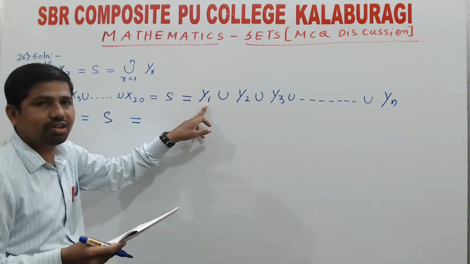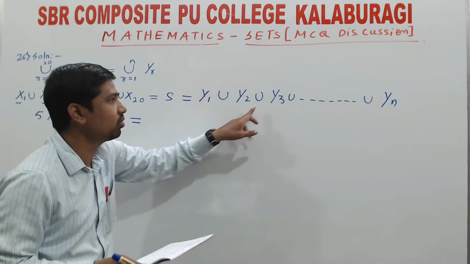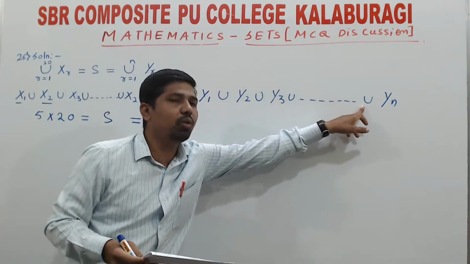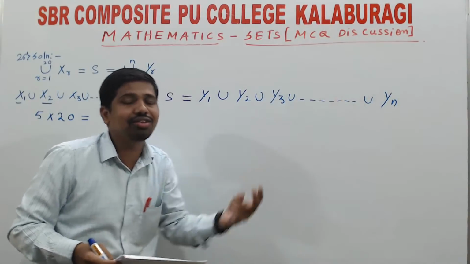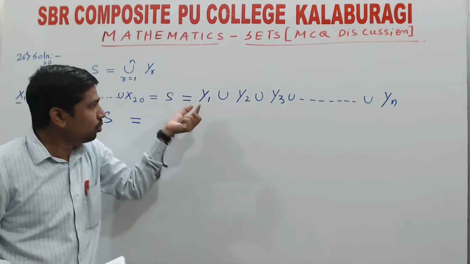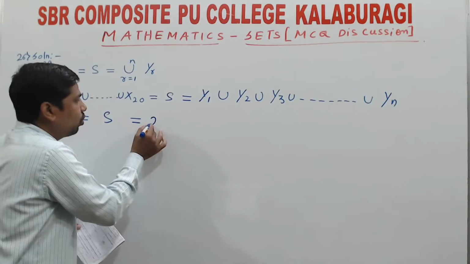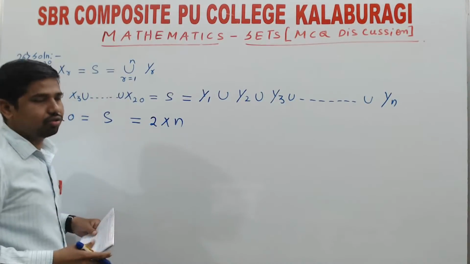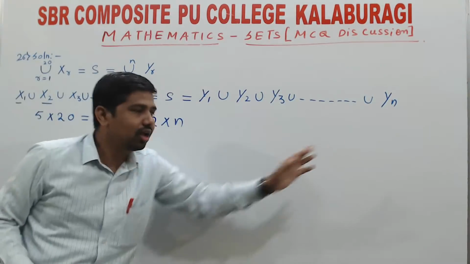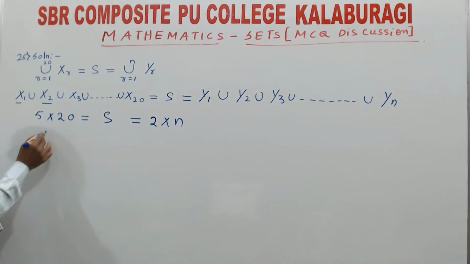So each set y1 consists of 2 elements, y2 consists of 2 elements, y3 consists of 2 elements, up to so on. Yn consists of 2 elements. Let us assume those 2 elements are different. So each set has 2 elements. If I take the union of these, it will be 2 into n. Right? So these are the elements in the union of these sets.